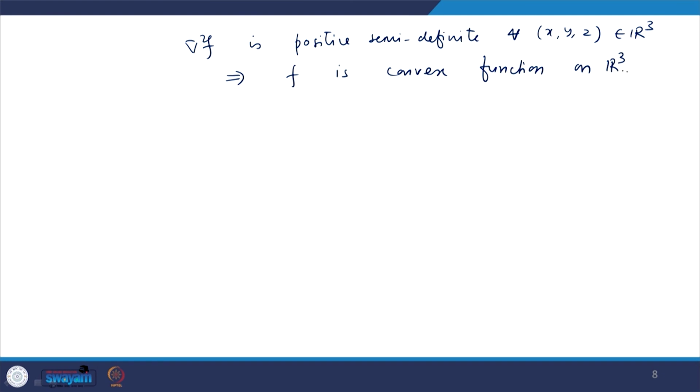So, in this way, by simply finding the Hessian matrix of f and checking whether this matrix is positive semi definite or not, we can easily conclude whether a given function is convex or not. So, this is a simple exercise showing how we can see whether a given function is convex or not if the function is twice differentiable.